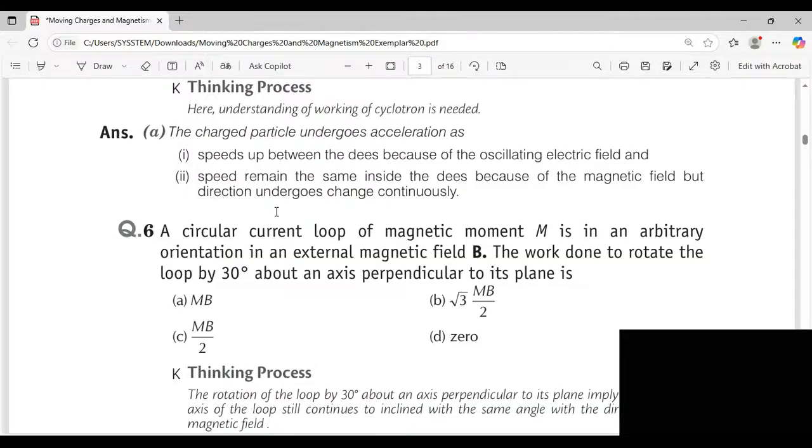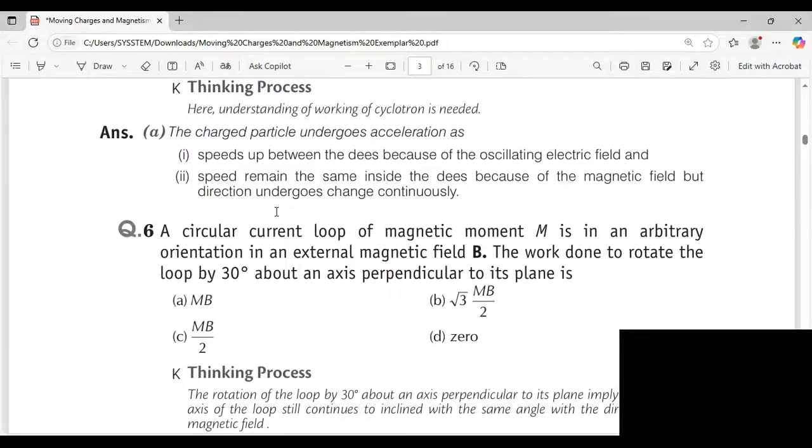The charged particle undergoes acceleration at a speed up between the dees because of the oscillating electric field, and second, the speed remains the same inside the dees because the magnetic field's direction undergoes change continuously. So this is the answer of question number 5.